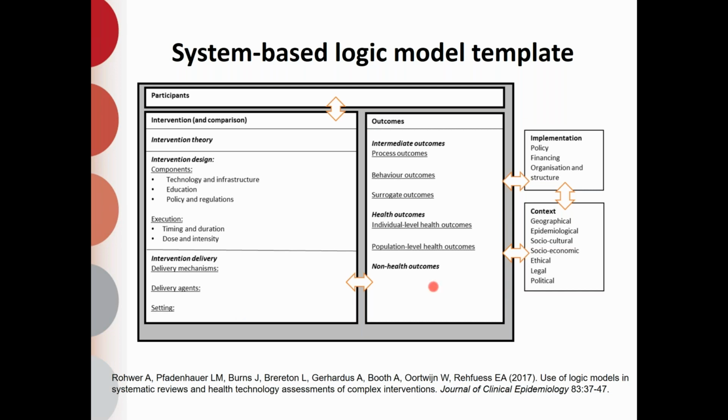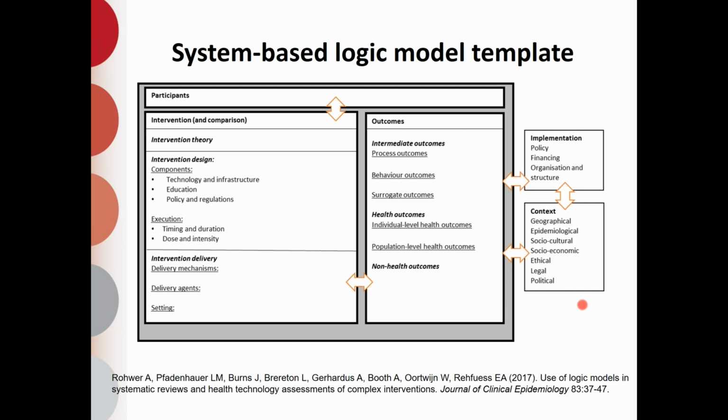In terms of the outcomes, we wanted to prompt authors not to just think about the health outcomes, but maybe some of the intermediate or process outcomes, health outcomes in terms of individual level health outcomes, as well as non-health outcomes. And then, importantly, also to consider the implementation and context of an intervention. So not to consider the PICO elements in a vacuum, but really to think about these aspects as well.